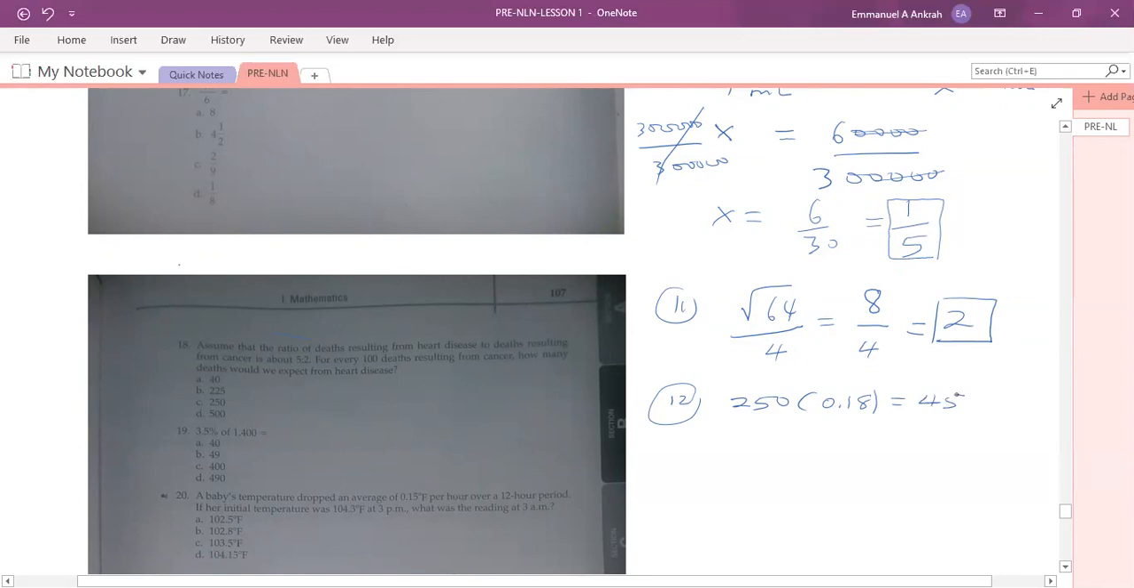45. Okay, so that's the increase amount. And then once you have step 1 and step 2, you add it. You add on 250, the price, plus the increase. So think of when you're shopping, you know, percentage increase. So this will give you 290.